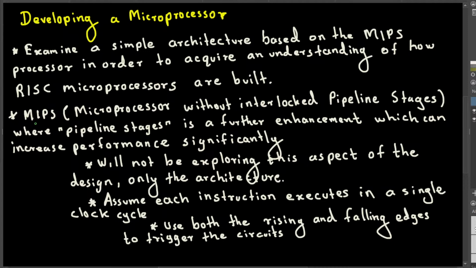Okay, MIPS, microprocessors without interlocked pipeline stages, where pipeline stages is a further enhancement which can increase performance significantly. We'll not be exploring this aspect of the design, only the architecture. Assume each instruction is executed in a single clock cycle. Use both the rising and falling edges to trigger the circuits.